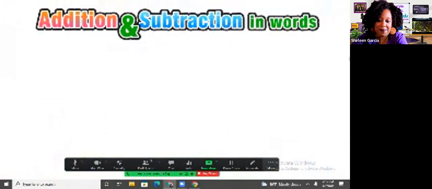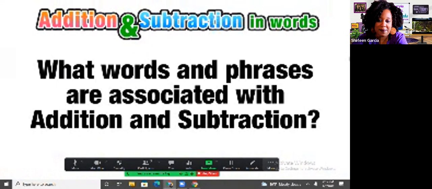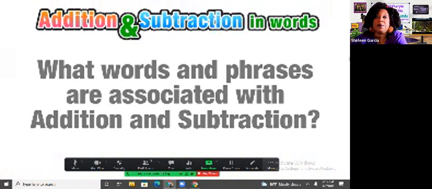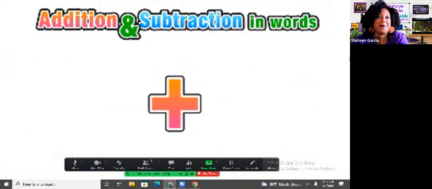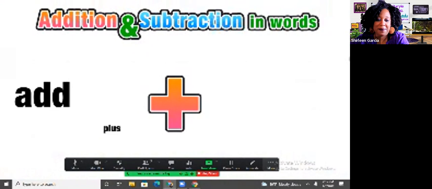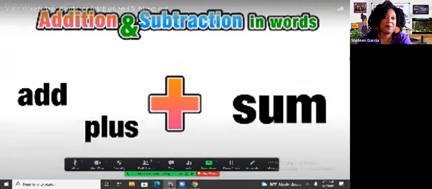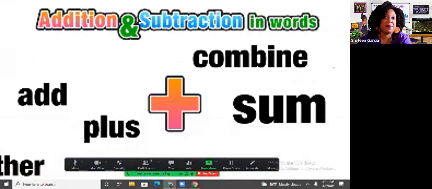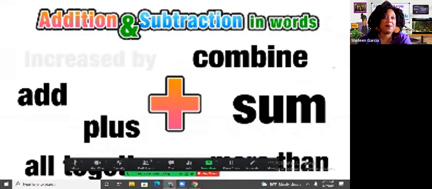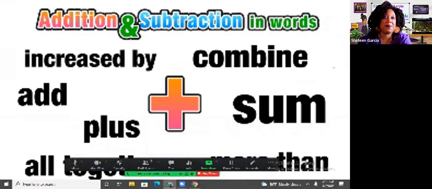So now that we understand why addition and subtraction are kind of grouped together, let's go ahead and explore the question of what words and phrases are associated with addition and subtraction. Starting with addition, we have add and plus. We also have sum, combine, altogether, more than, and increase by. And all of these common words and phrases can be used to represent addition.